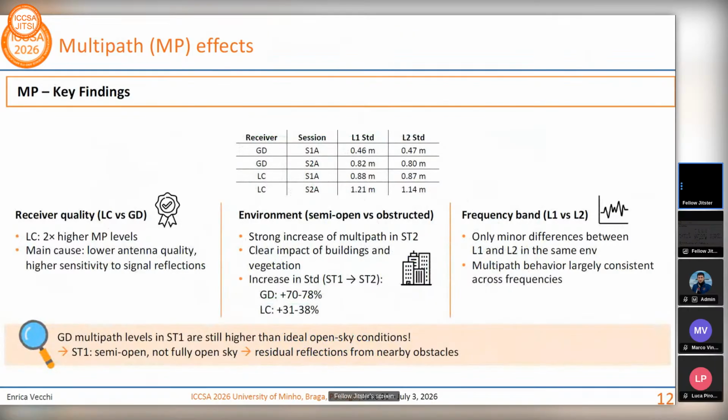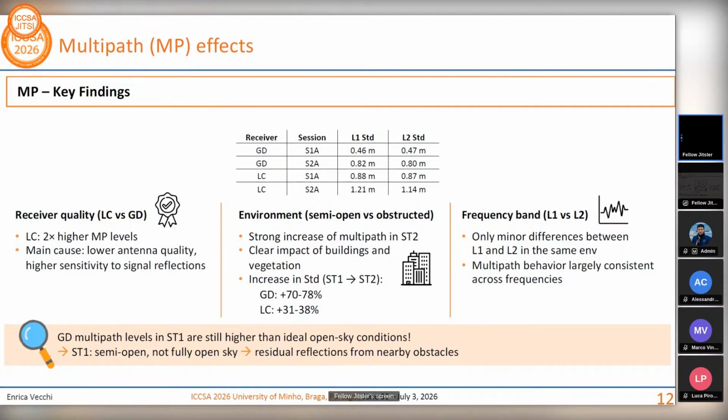Going to the impact of the receiver quality, we have higher values for the low-cost device, like 2 times the value associated with the geodetic device. And the main cause, as we said, is related to the antenna. So the low-cost antenna is not providing a good reflection, a good attenuation of the multipath effect.